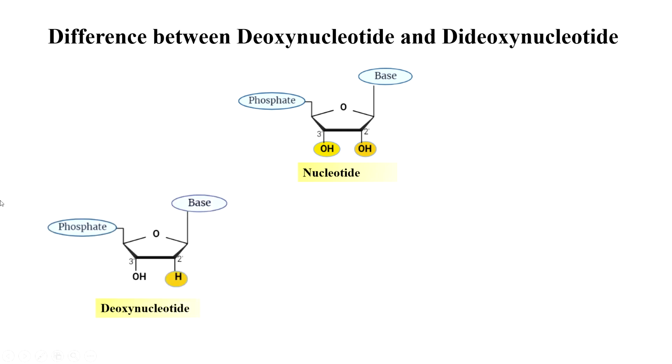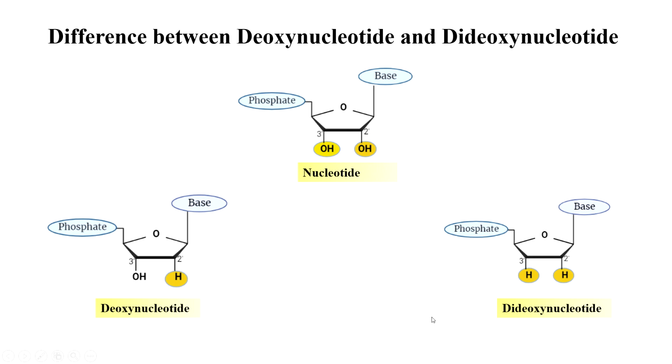Now, in case of the deoxynucleotide, deoxy means absence of oxygen. That means one oxygen is absent here, and this oxygen is absent at 2' position. But in case of the dideoxynucleotide, di means 2 and deoxy means absence of oxygen, that means 2 oxygens are absent here, at 2' position and at 3' position.